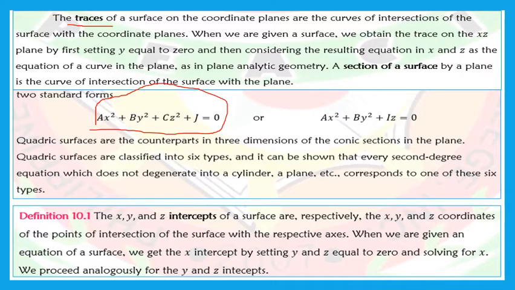Kung yz naman, ang isa-set na 0 is si x. Kung xz naman, ang isa-set na 0 is si, what I mean is, xy, ang isa-set na 0 is si z. A section of a surface by a plane is the curve of intersection of the surface with the plane.